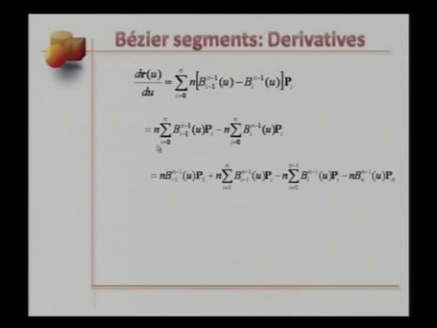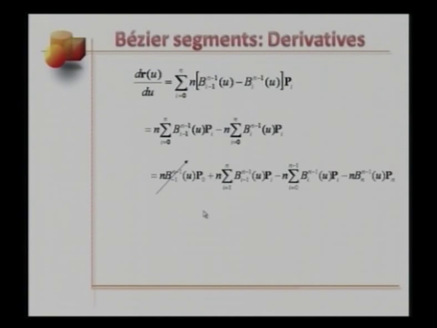What we do is we write the first term of this expression separately and we write the last term of this expression again separately. So this is the first term in this summation, this is the last term in this summation, and these are the rest of the terms. This is n times b sub minus 1 super n minus 1 times p0, plus n times summation i going from 1 to n, b sub i minus 1 super n minus 1 times p sub i, minus n times summation i going from 0 to n minus 1, b sub i super n minus 1, p sub i, minus n times b sub n super n minus 1 times p sub n.